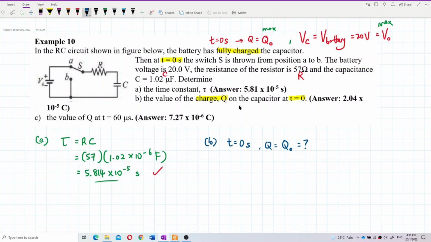So how do we find that out? We can use the formula Q equal to CV. We have the capacitance value, and we also have the initial voltage, this 20 volt, which is the initial maximum voltage, V naught.